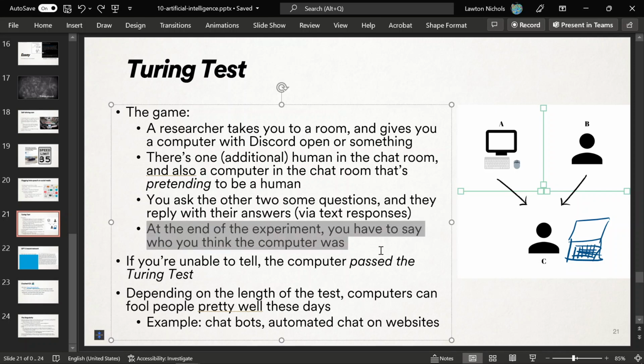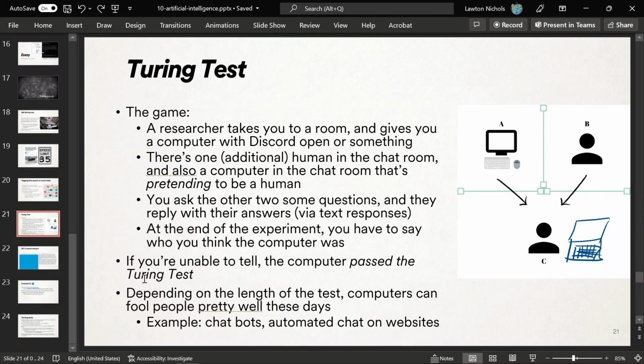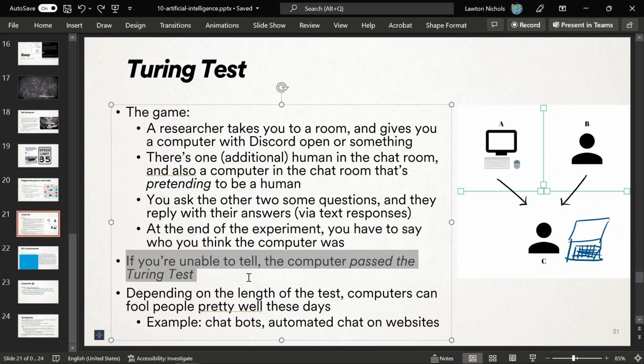And at the end of the experiment, I don't know how long you get, maybe you get like 5 minutes, 10 minutes, 30 minutes, it's your turn to say who you thought the computer was during that conversation. Isn't that cool? So that's the Turing test. And if you are unable to tell, or if a bunch of people who are being tested can't tell any better than random guessing, that means that the computer has passed the Turing test, we say. Okay? And so it has successfully faked being a human.